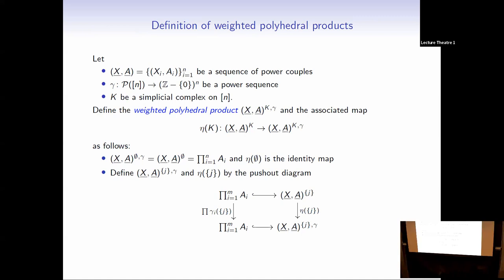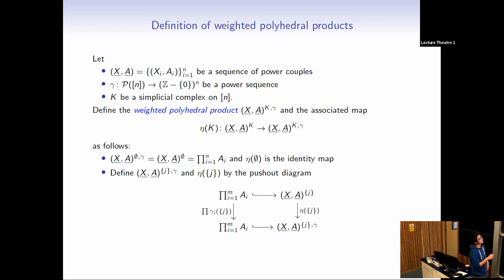So to something we call weighted polyhedral products. So first we have three ingredients, three parameters. First, we need a sequence of pairs of power couples, and we also need a power sequence gamma. And lastly, of course, we need a simplicial complex on n points. Then we can define a weighted polyhedral product, which we call (X, A)^K_gamma, and also an associated map sending from the ordinary polyhedral product to the weighted version as follows. In the first step, when K equals the empty set, the weighted polyhedral product is just the usual one, which is a product of all the A_i's, and we set eta of the empty set to be the identity map.